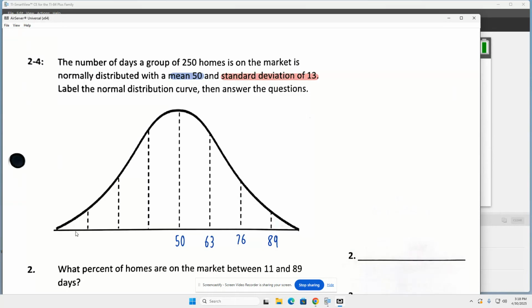Go in the opposite direction. 50 minus 13 is 37. 37 minus 13 is 24. And 24 minus 13 is 11. So there you have it.